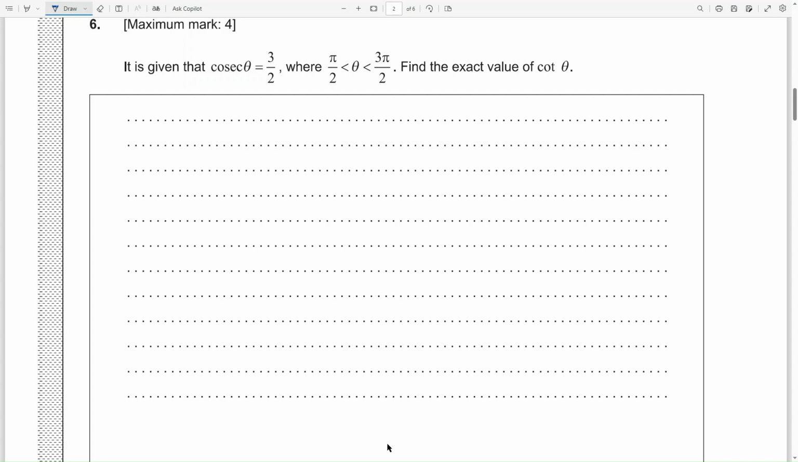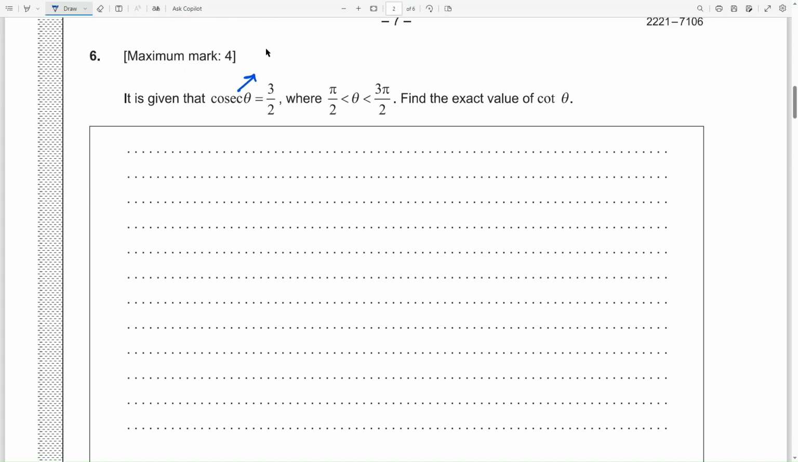Next question. It is given that cosec theta is equal to 3 over 2, where theta is between pi over 2 and 3 pi over 2. Find the exact value of cot theta. Okay, so you have to remember that cosec theta is the reciprocal of sine theta. What does that mean? Sine theta would normally be opposite over hypotenuse. So cosec theta is going to be hypotenuse over opposite. You swap the denominator and the numerator, right?